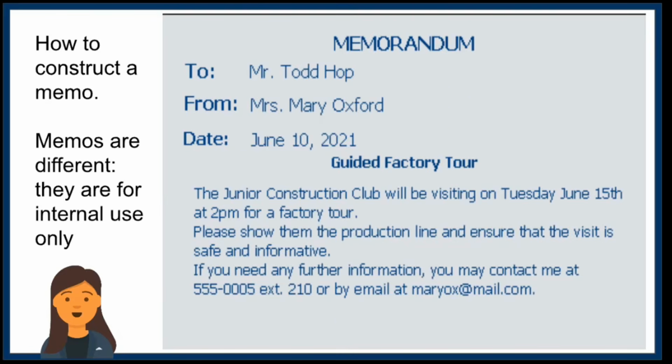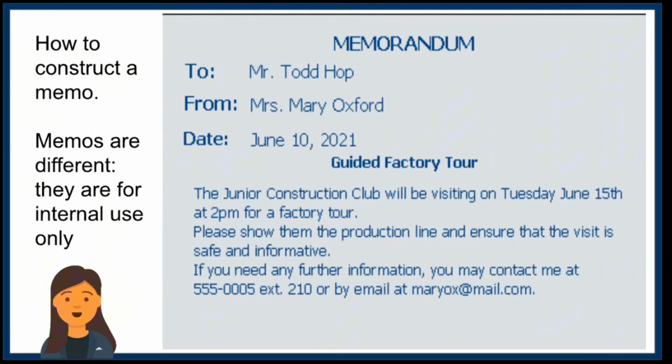The wording of a memo is really, really brief and almost kind of rude sounding, because it's just intended to be like a little note of an official thing that's happening. So in this case, we have Mrs. Mary Oxford telling Mr. Todd Hop on June 10th, 2021 that there's going to be a tour of the factory operation. And she just says, the Junior Construction Club will be visiting on Tuesday, June 15th at 2 p.m. for a 1-hour factory tour.